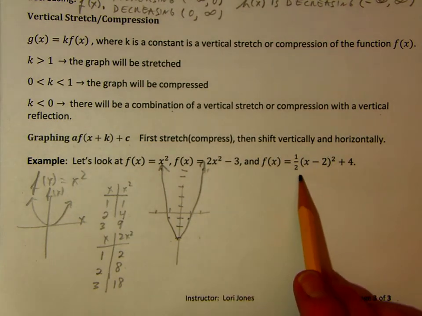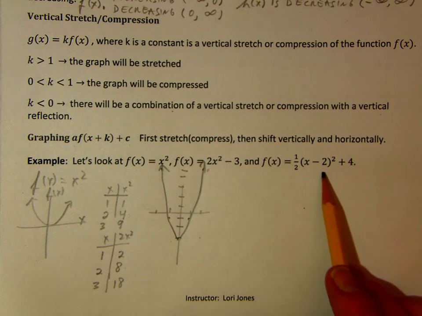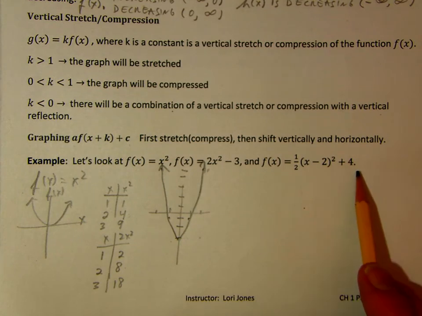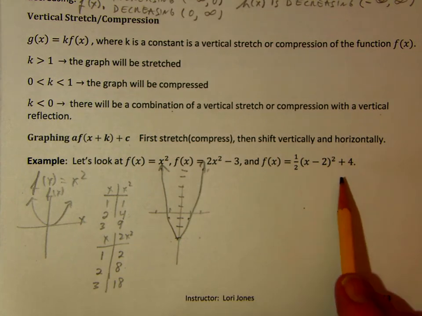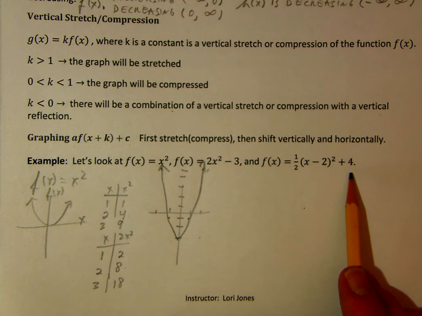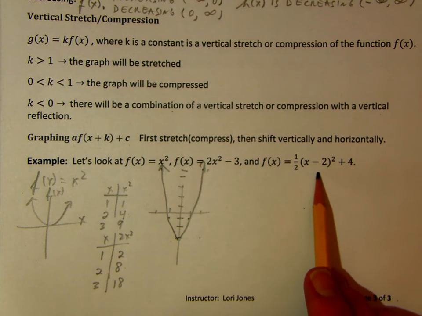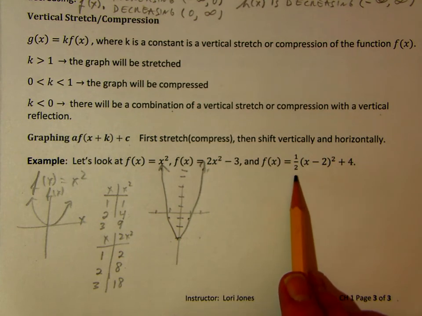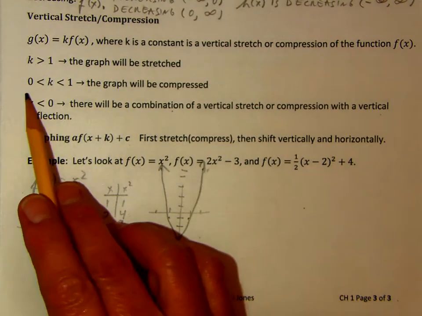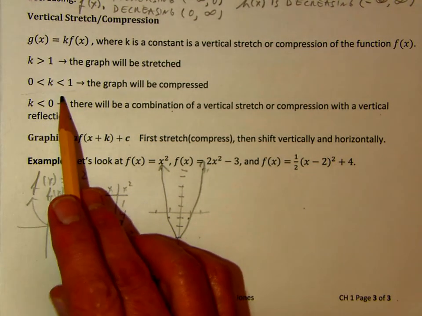What about f of x equals 1/2 x minus 2 quantity squared plus 4? I know that this is a vertical shift up 4. I know that this is a horizontal shift 2 to the right. What's going to happen with this compression factor? I know it's a compression factor because this constant is between 0 and 1.